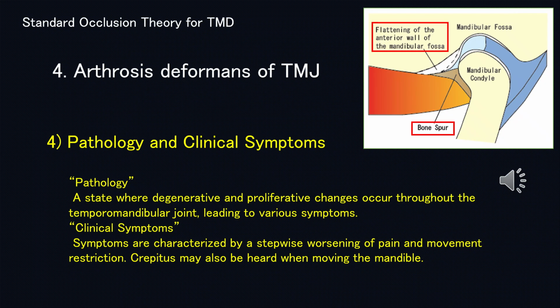4. Pathology and clinical symptoms. Pathology. A state where degenerative and proliferative changes occur throughout the temporomandibular joint, leading to various symptoms. Clinical symptoms. Symptoms are characterized by a stepwise worsening of pain and movement restriction. Crepitus may also be heard when moving the mandible.